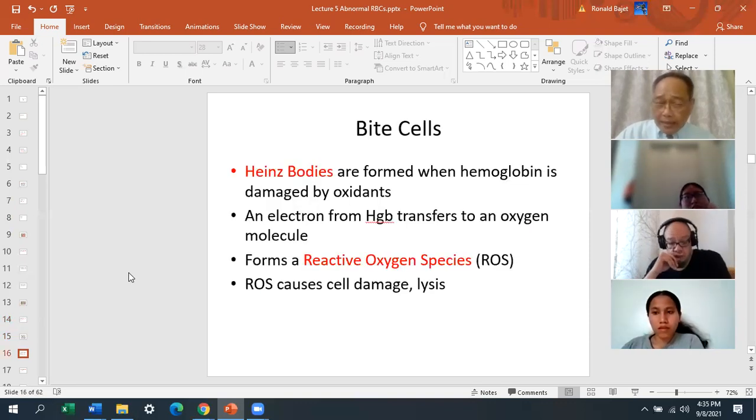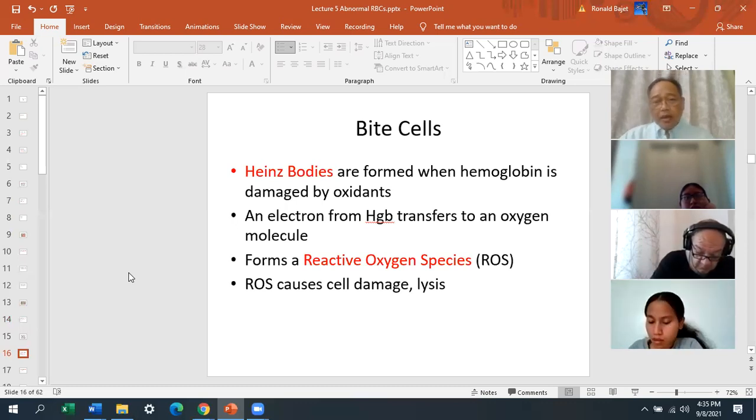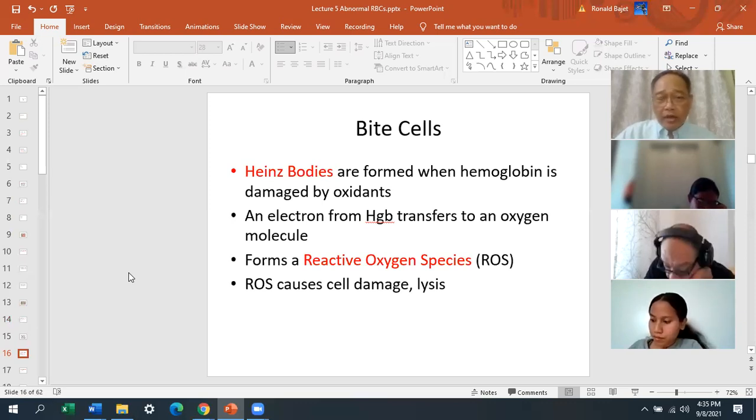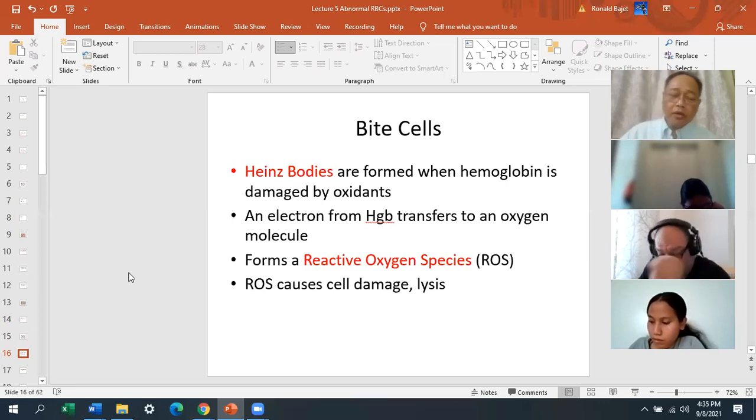Okay, bite cell. A bite cell is an interesting cell because this type of cell, the spleen has taken a bite out of the red blood cell. So one of the RBC inclusions, an RBC inclusion is something that's seen inside of the red blood cell. So one of the RBC inclusions are called Heinz bodies.